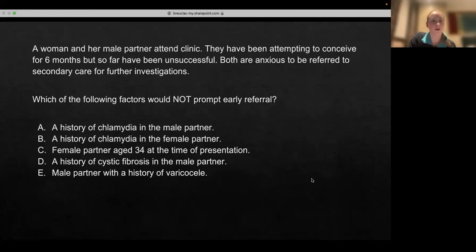Just give people a few more seconds if they want to put some answers in the chat. Okay, so we've had some C and A. And the answer to this one is C.